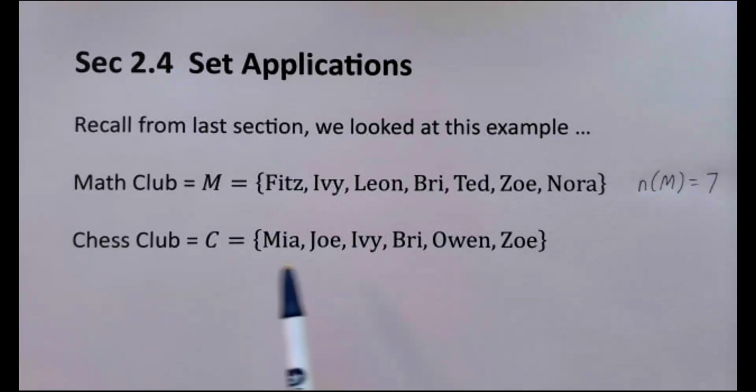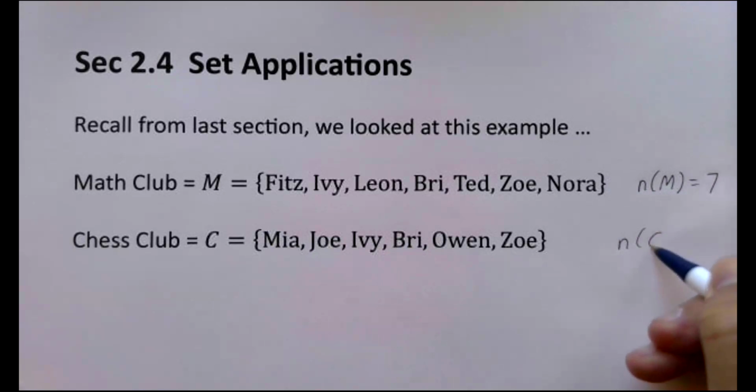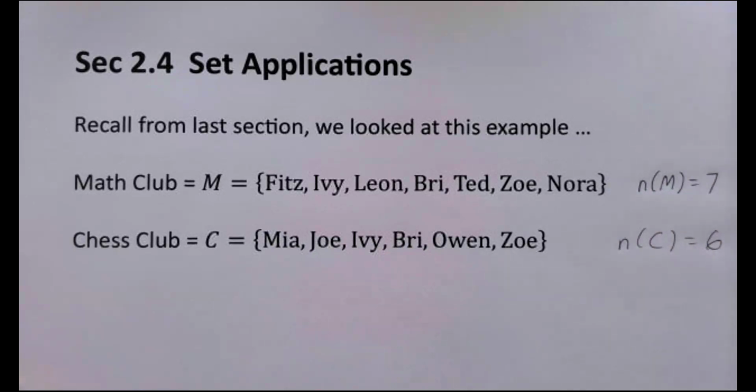We also noticed that the number of people in the chess club was 6. 1, 2, 3, 4, 5, 6. So I think we said something like the number of people in chess club equals 6.